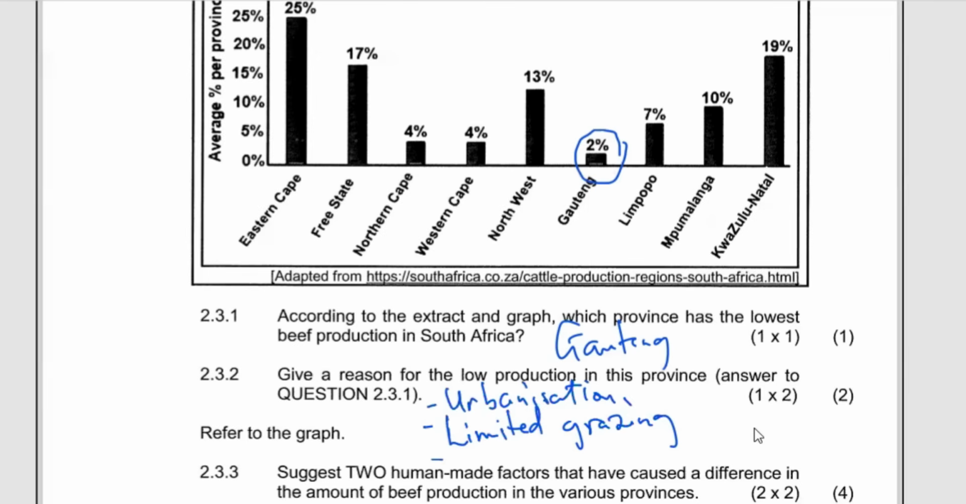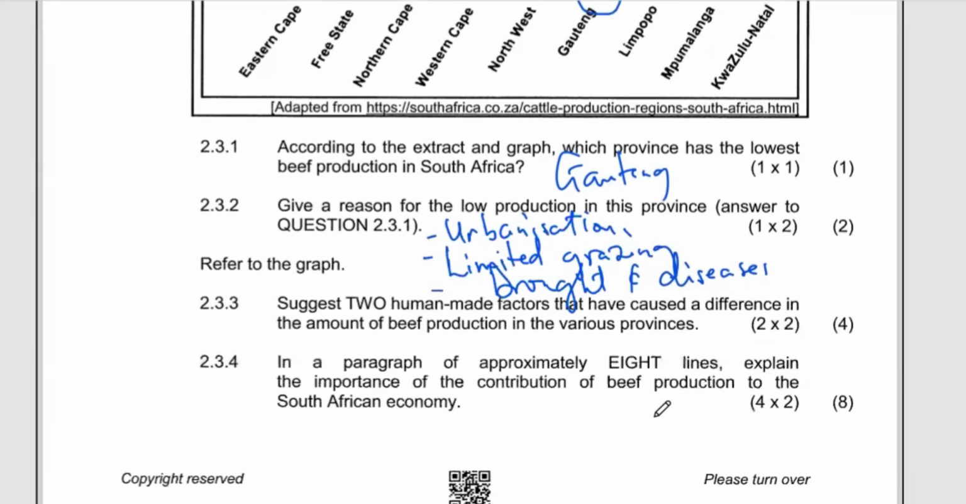Then we can also talk of other factors like drought. It's very prone to drought in some instances, and also prevalent diseases like foot and mouth. They are common, and hence it gives a limitation to production.